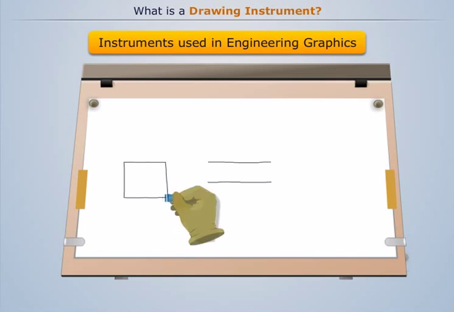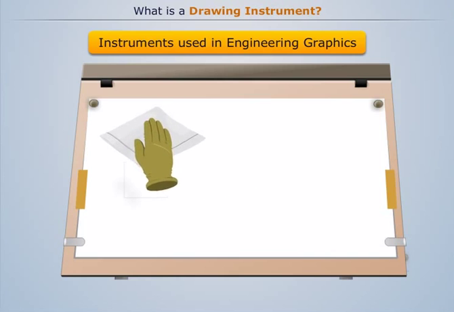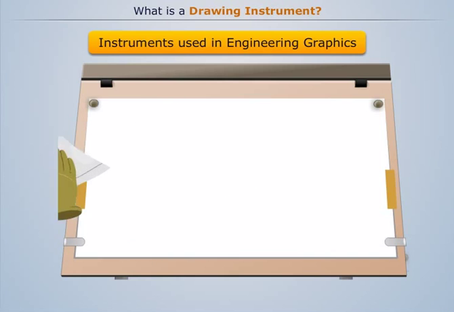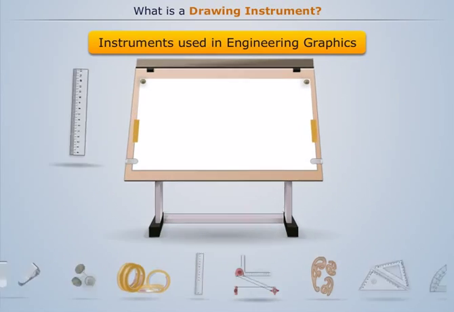Eraser is used to erase the drawing. Duster or handkerchief is used to clean the dust and remaining of the eraser from the drawing sheet. It is also used to wipe the pencil's dust. Scales are used to measure the lines.